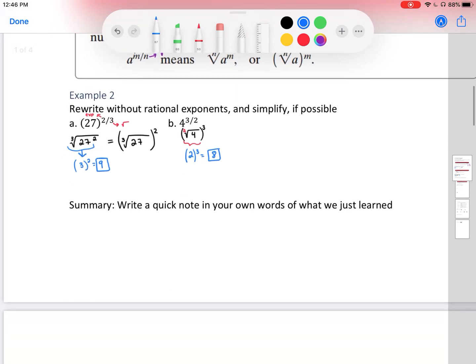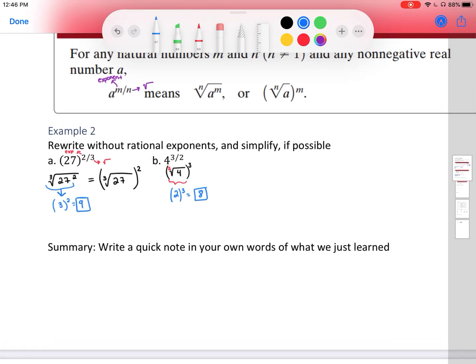So write a quick summary. Maybe you have a trick or a different way of remembering how you would write it from a rational exponent to a radical. So in your summary, tell yourself, how do you go from this? How do you rewrite it? Or how do you think about it? What's your thought process?